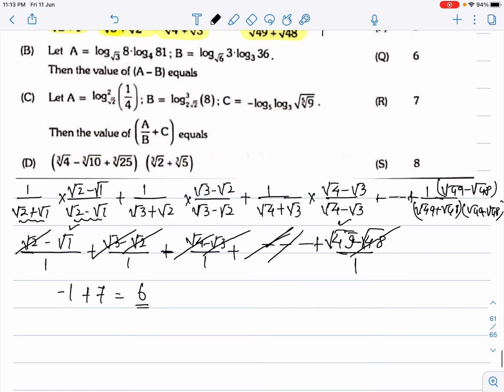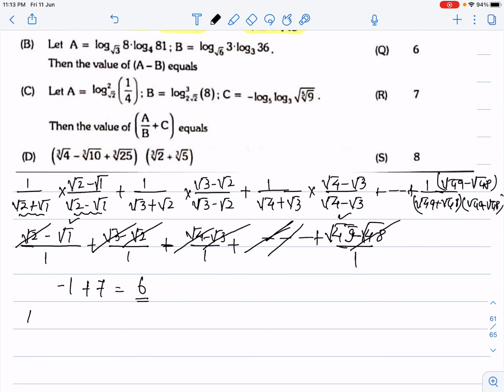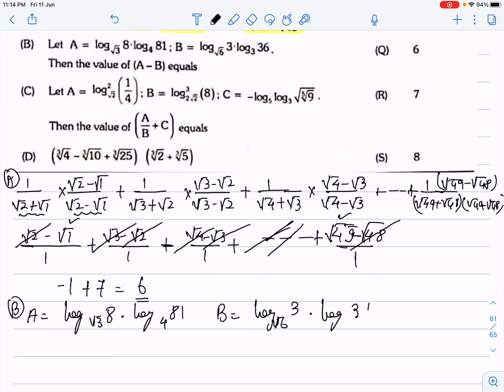Now let's move on and see part B of column 1. The value of A is given to you: log of 8 base root 3 multiplied by log of 81 base 4, and the value of B is given to you: log of 3 base root 6 multiplied by log of 36 base 3.